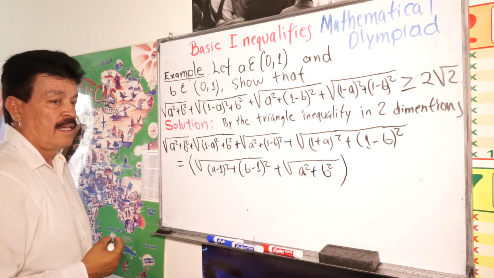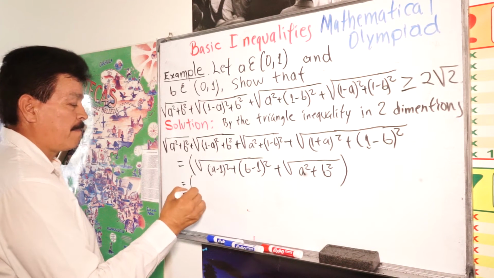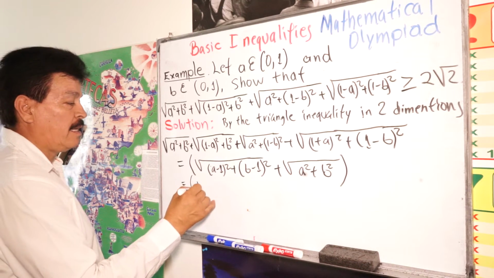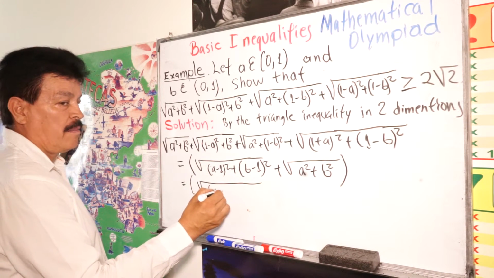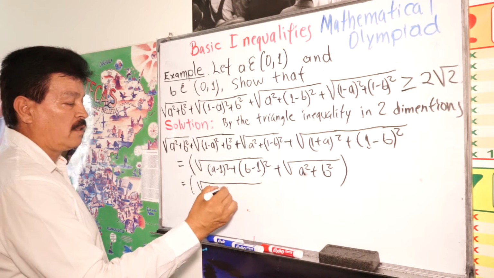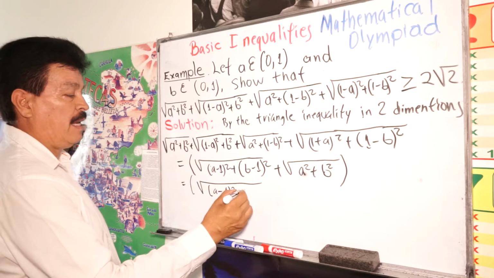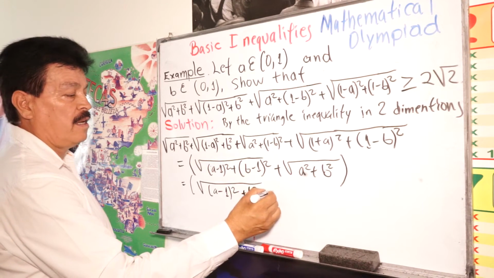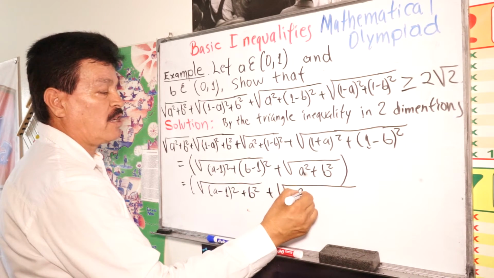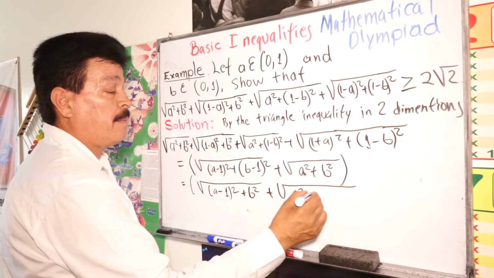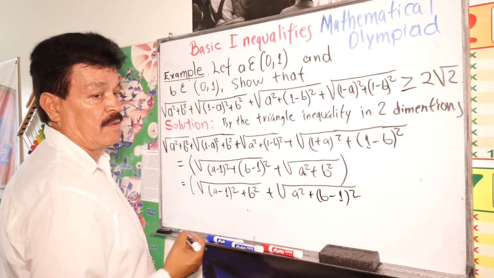All right, so this will be equal to, again, a parenthesis and then the square root sign, so write it: the square root of (a - 1)^2 + b^2, plus the square root of a^2 + (b - 1)^2, right?